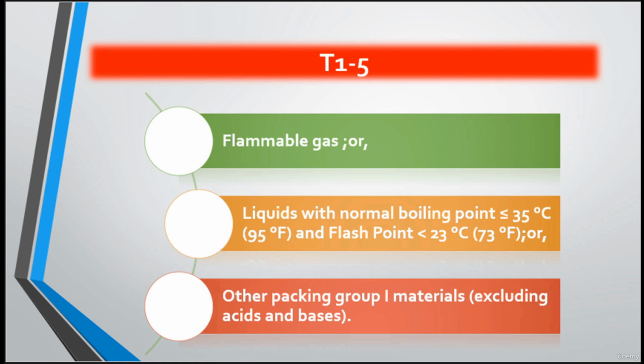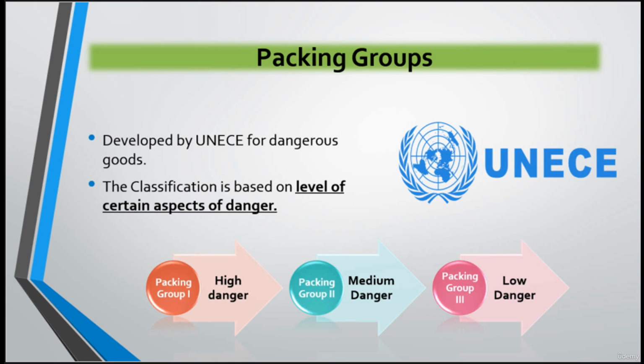At last, we will have the packing group 1 materials, and I'm going to illustrate the packing group classification on the next 2 slides. So let's move on. What are the packing groups? The packing group classification was developed by UNECE, which is short for United Nations Economic Commission for Europe, and this system was developed for dangerous goods. The classification is based on the level of certain aspects of danger. You have packing group level 1, which is for highly dangerous goods. You have packing group level 2, which is for medium danger. And at last, you have packing group level 3, which is for low danger.